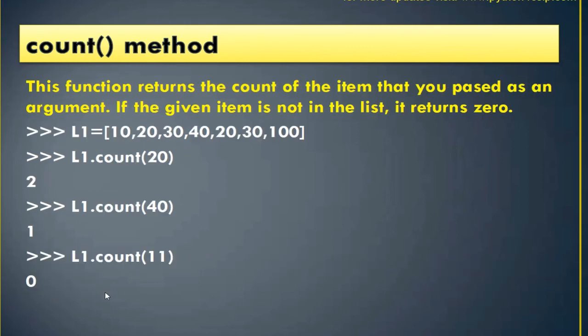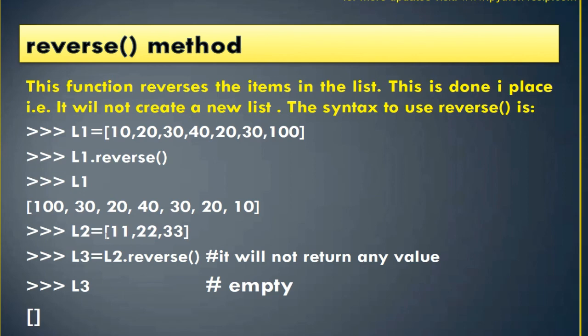Next, the count method. This function returns the count of the item that you passed as an argument. Like these are the values, 10, 20, 30. Suppose L1 dot count 20, so 20 will be counted. Then how many times this item has been repeated in that particular list? It is repeated 2 times, so 2 will be returned. For 40, only 1, so 1 will be returned. For 11, the item does not exist, so you will get 0.